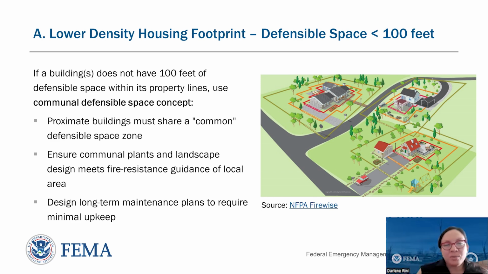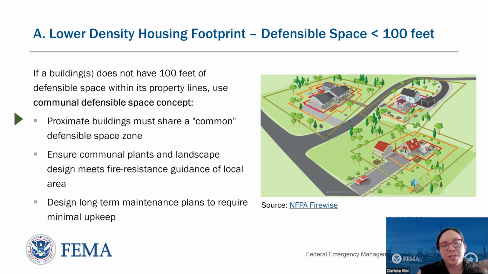So in the condition where buildings don't have 100 feet of defensible space within its own property lines, we recommend the use of this concept called communal defensible space. In this case, proximate buildings essentially must share this common defensible space zone and maintain the 0 to 3 or 0 to 2 zones to provide protection for the whole collective of buildings.